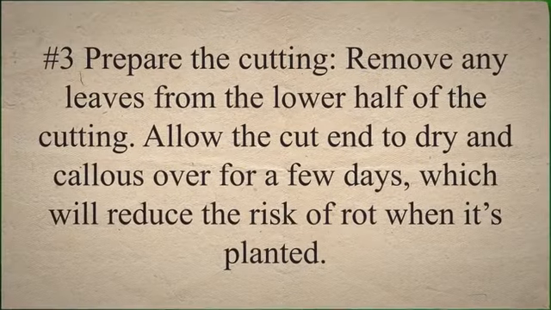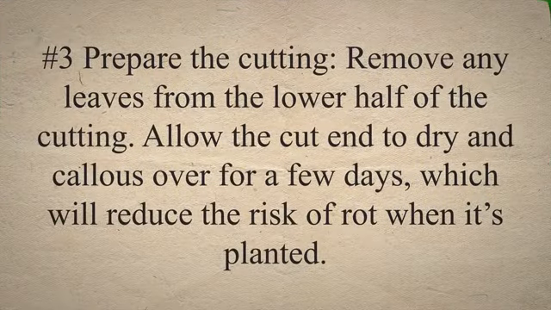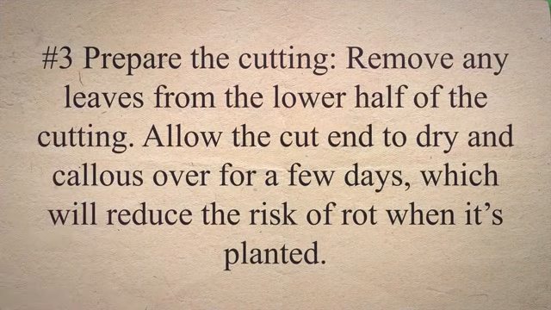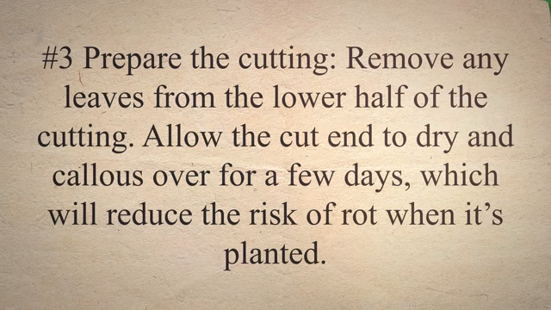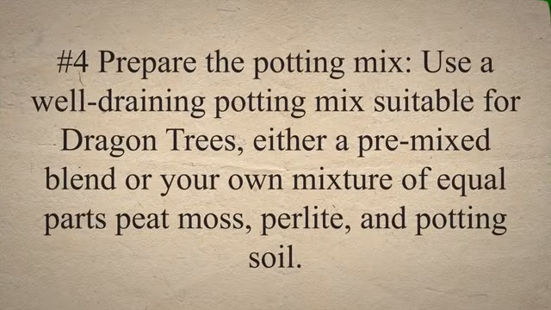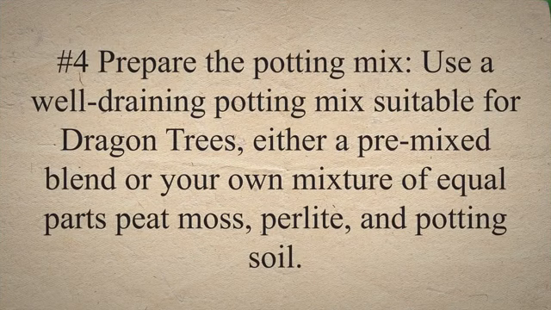#3 Prepare the cutting. Remove any leaves from the lower half of the cutting. Allow the cut end to dry and callus over for a few days, which will reduce the risk of rot when it's planted. #4 Prepare the potting mix. Use a well-draining potting mix suitable for dragon trees, either a pre-mixed blend or your own mixture of equal parts peat moss, perlite, and potting soil.